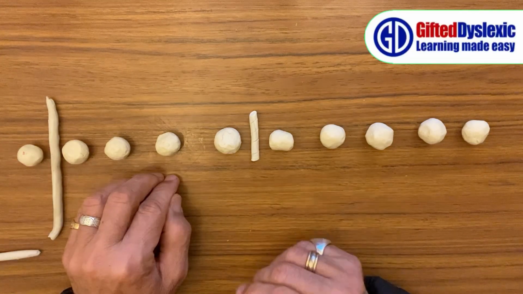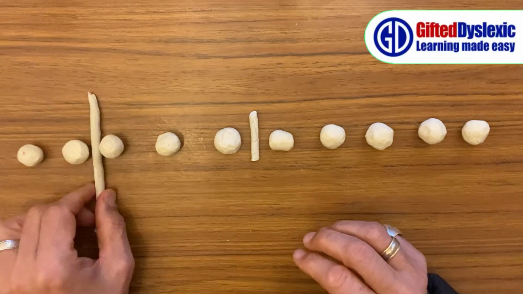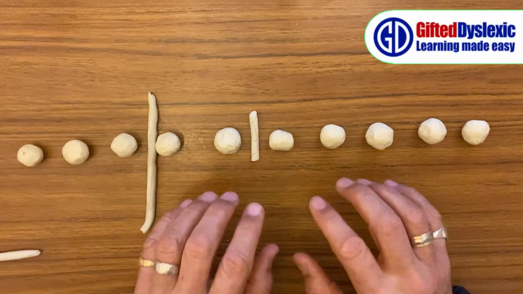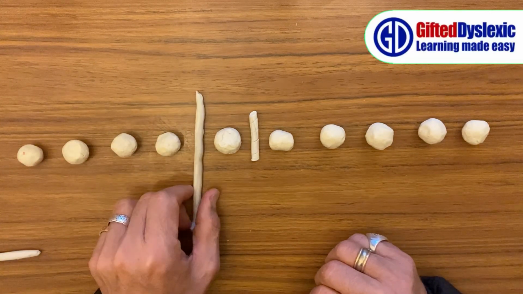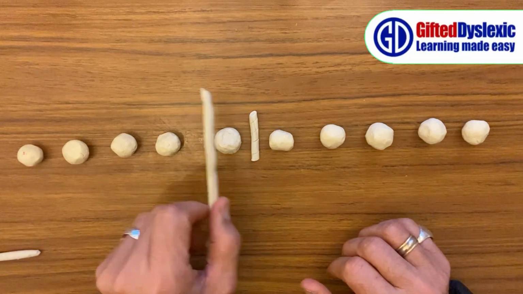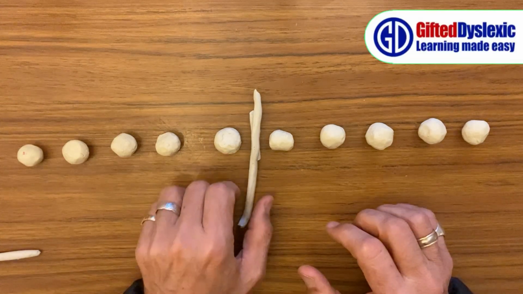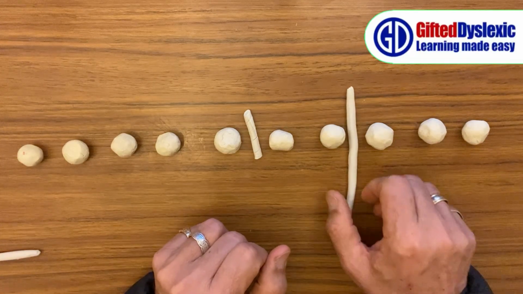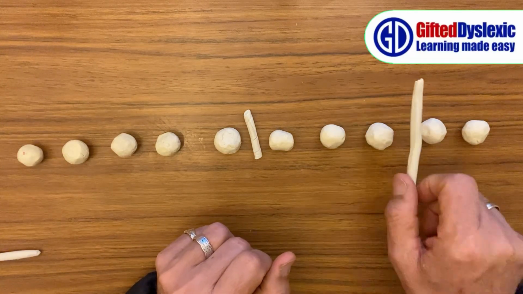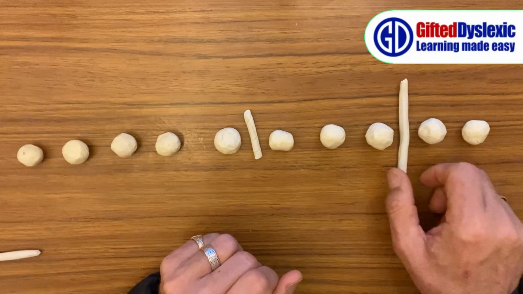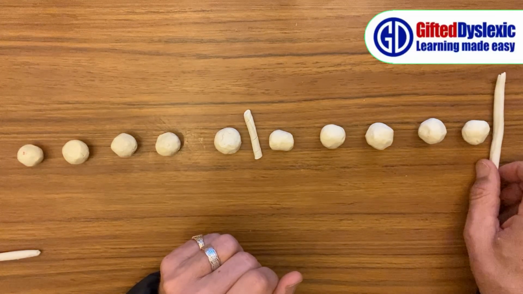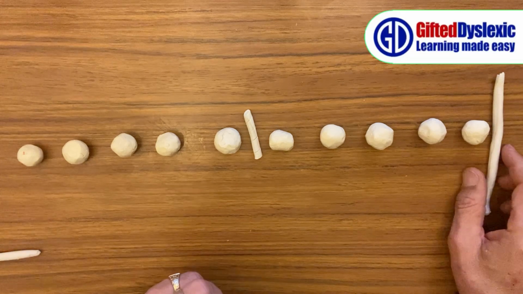1 and 9 makes 10. 2 and 8 make 10. 3 and 7 make 10. 4 and 6 make 10. 5 and 5 make 10. 6 and 4 make 10. 7 and 3 make 10. 8 and 2 make 10. 9 and 1 make 10. And of course, 10 and 0 make 10.